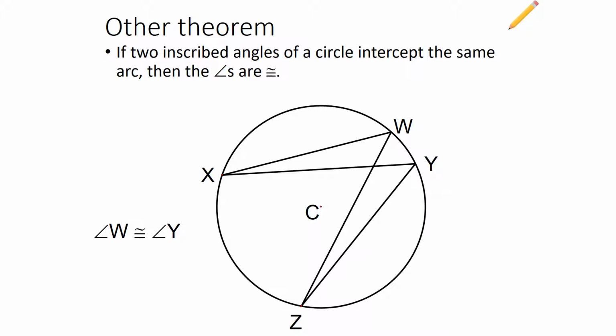Okay, another important theorem that we need to know is that if two inscribed angles of a circle intercept the same arc, then those two angles are also congruent. So in my picture, the angle XWZ, or this angle right here, and the angle XYZ, or this angle right here, they are intercepting that same arc from X to Z in the circle. So this intercepted arc is the same for both of those inscribed angles. So therefore, we're saying that those two angles, W and Y, are going to be congruent.